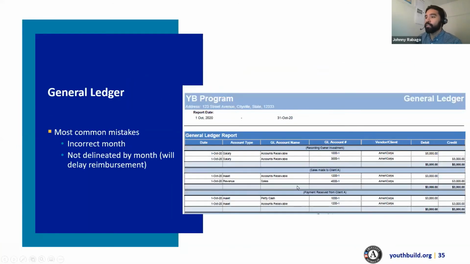Okay, moving on to the general ledger. In the chat box, please enter your answers. Anything wrong with the general ledger? Incorrect month. Doesn't say what grant year.